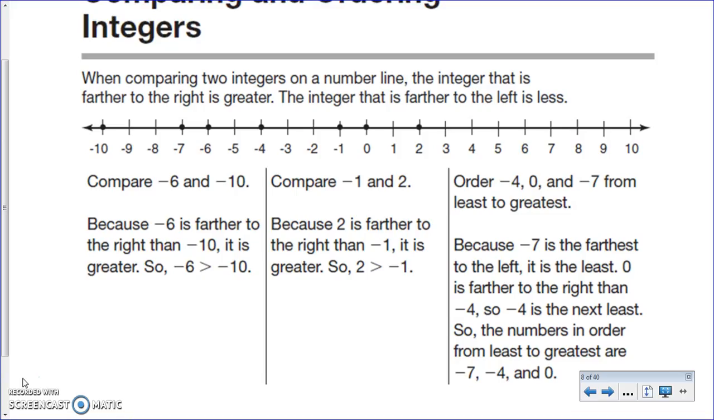Order -4, 0, and -7 from least to greatest. Because -7 is furthest to the left, it is the least. 0 is farther to the right than -4, so -4 is the next least. So the numbers in order from least to greatest are -7, -4, and 0.